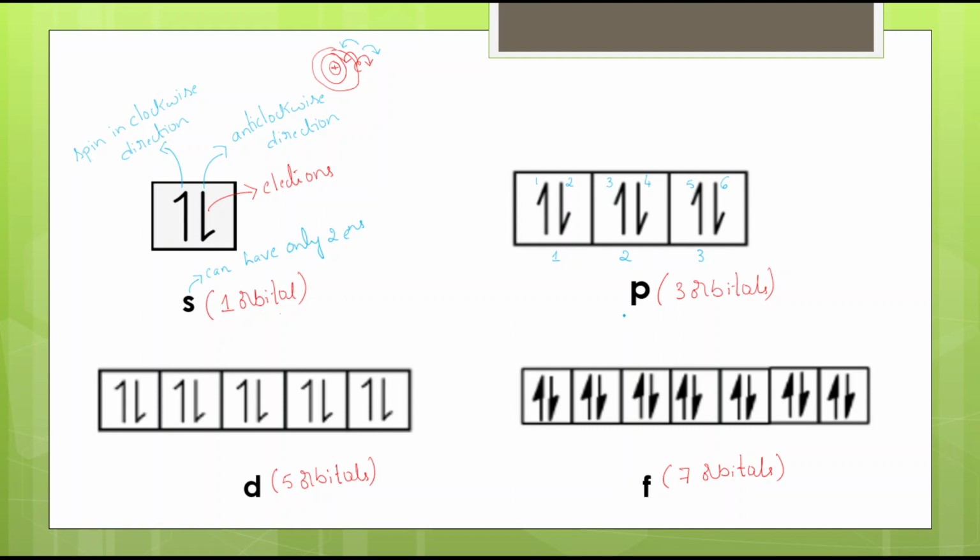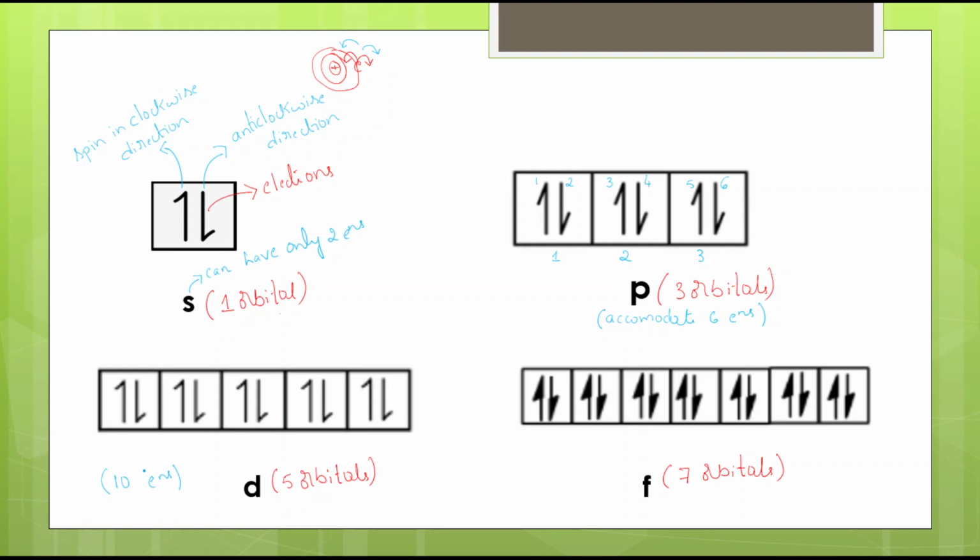So that means that P can have 6 electrons. P can accommodate 6 electrons. Likewise, D consists of 5 orbitals, each one with 2 electrons. That means that D can accommodate 10 electrons. D can have a maximum of 10 electrons.